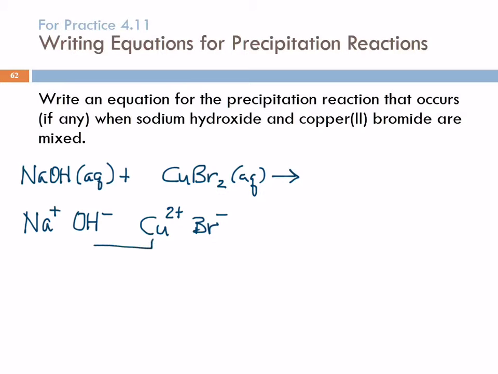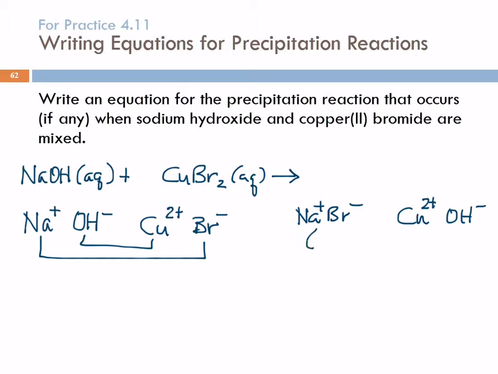So the copper and the hydroxide, the sodium and the bromide. It doesn't matter which compound you list first in the products, but within the compound you have to list the cation first. So I'm going to do Na+ with Br-, and then we're going to have Cu2+ with OH-. The compound between sodium and bromide, will that be soluble? Yeah, because sodium compounds are always soluble. So this one's going to be aqueous.